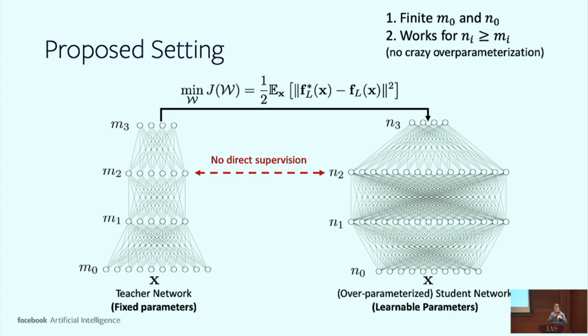Here, instead of using a one-layer teacher, we're trying to use multi-layer teachers and also multi-layer students. The student network is over-parameterized, in the sense that it has more parameters than the teacher network in each layer. We are still using the L2 norm. In this analysis, we consider finite input dimension, so it's more realistic. This analysis should also work for slight over-parameterization. There's no crazy over-parameterization here.